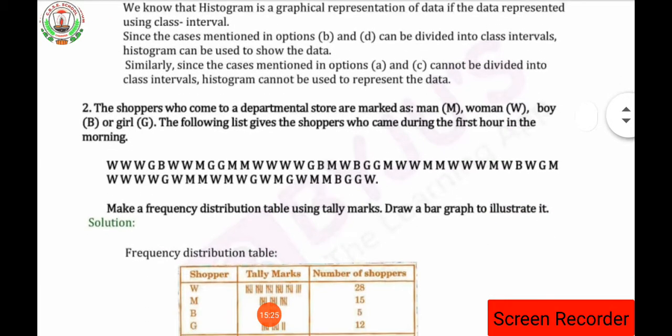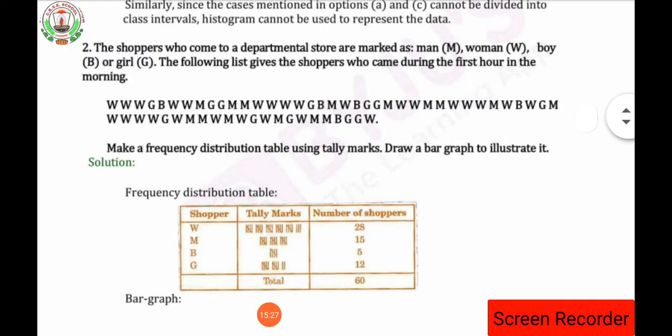Now look at question number 2. The question says: the shoppers who came to a departmental store are marked as M for men, W for women, B for boy or G for girl. The following list gives the shoppers who came during the first hour in the morning. That means the raw data is being given for the number of men, women, boys and girls who are coming to the departmental store.